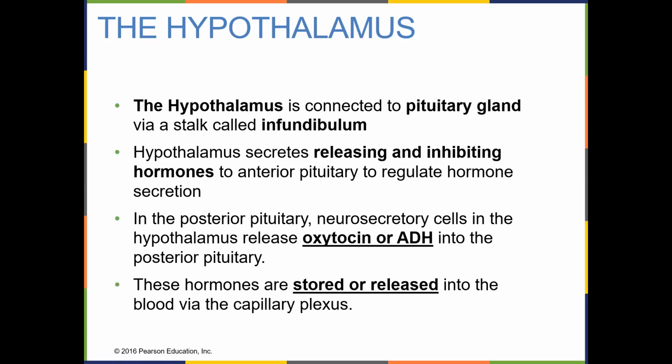Oxytocin is what stimulates uterine contractions during pregnancy. It's also what stimulates milk release when a baby is sucking on a nipple of the breast to get milk to come out. Anti-diuretic hormone is what tells us when to pee. A diuretic is a chemical that makes us pee. Anti-diuretic is what restricts us from peeing. So anti-diuretic, ADH, you're gonna hear a lot about that over the course of the semester.